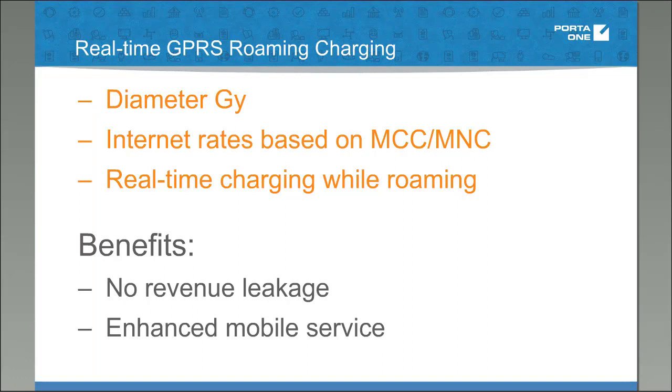So with the latest versions, you can now have real-time authorization and charging for data sessions which are initiated while the user is roaming. Obviously, you will want to charge a different rate depending on where your mobile user is, in which country they are, to which network they are connected, and so on. So you can specify rates based on mobile country code and mobile network code. This is a kind of standard. This information is typically present in roaming data sessions.